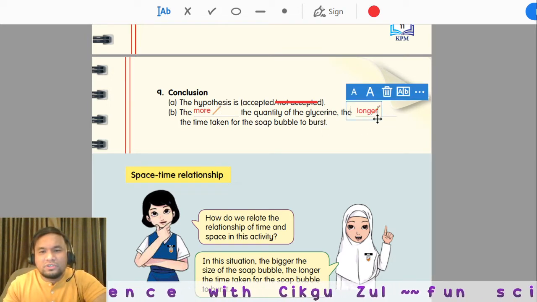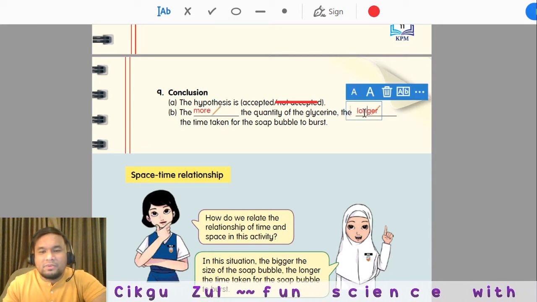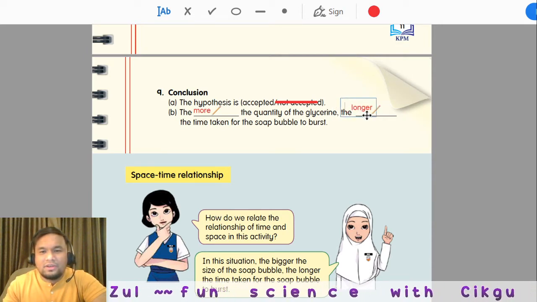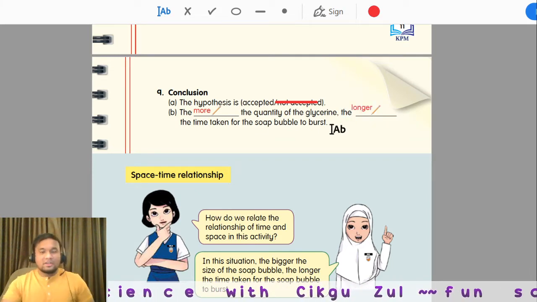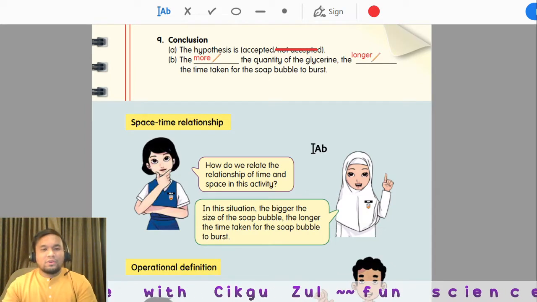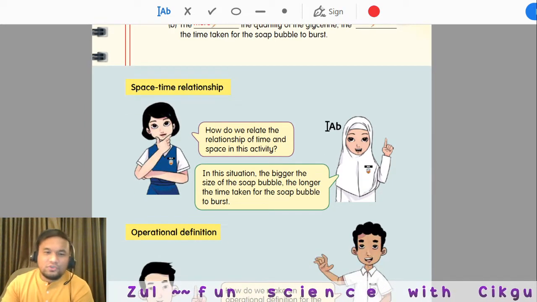Okay, cikgu susun dia sikit supaya dia punya view ni okay clear. Okay, so now the more the longer. Understand? Okay, now we're going to see a little bit of discussion by the students.